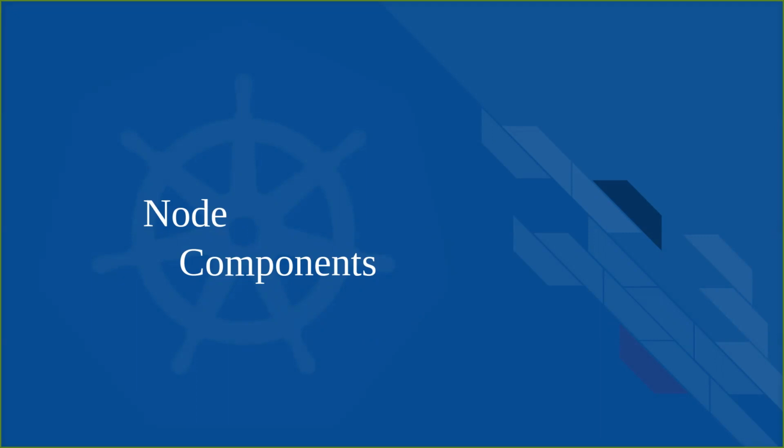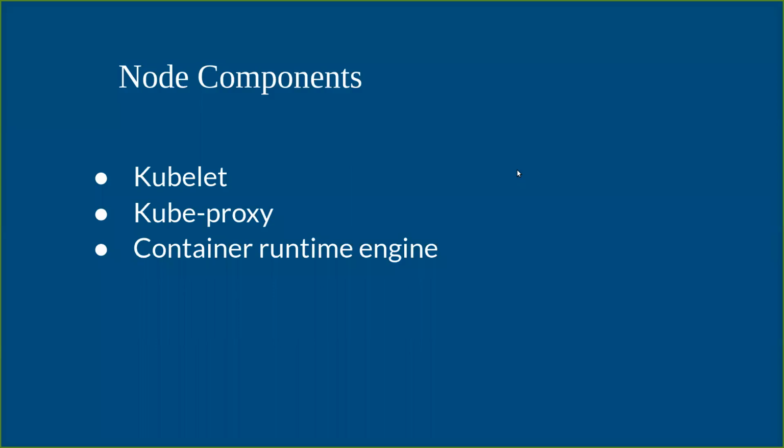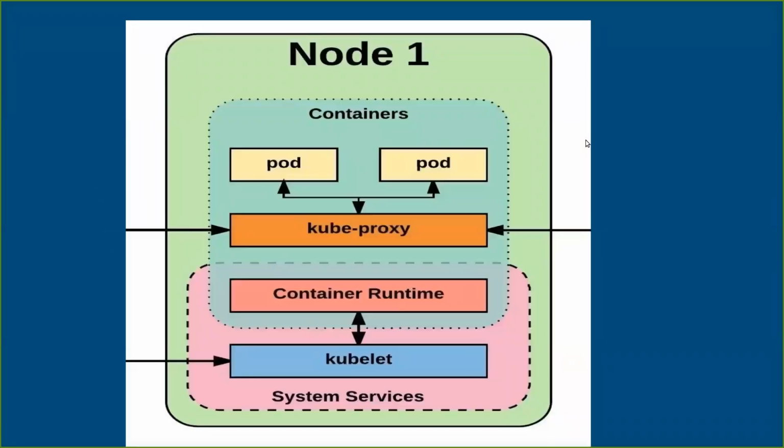Now let us discuss node components, which is also called a worker node. In a node we have three things. One is the kubelet, which is the agent. We have the kube proxy server, which is used by containers to communicate with each other. Then we have the container runtime engine, which is Docker, containerd, or Rocket. So these are the components in the node.